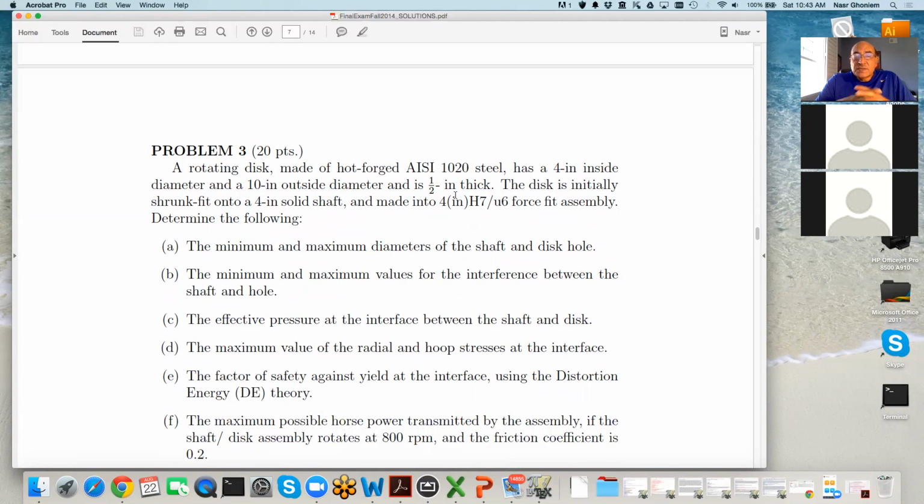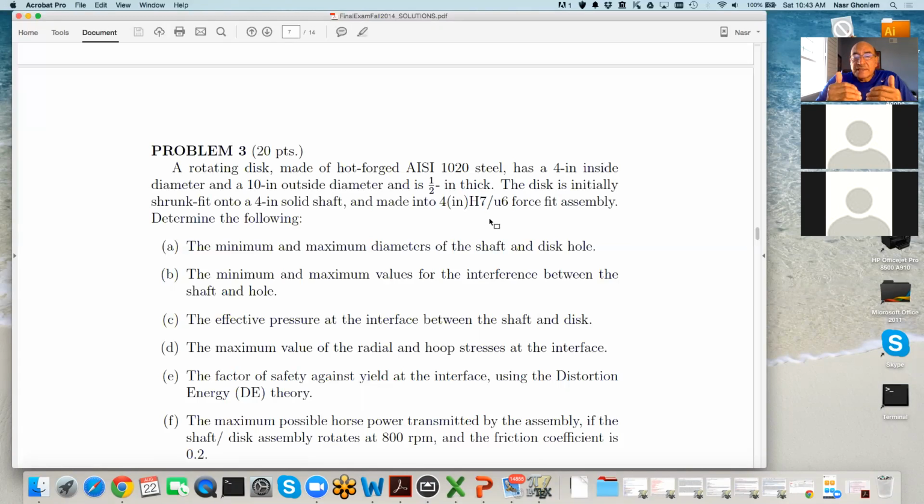Once you shrink fit it on a shaft, it has a designation like H7U6. So you have the interference from these designations from the tables that we have in the book. And then that determines everything. It determines all of the forces, stresses, everything else.